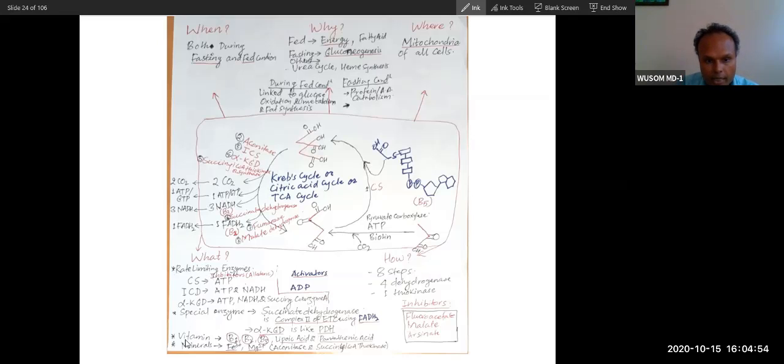So these are the important enzymes. You can see the vitamins and minerals that are required here. So you can go through this summary. These are the inhibitors of the Krebs cycle. So this is the summary. If you go through this summary many times, it will be easy. That is why I have summarized everything in one.